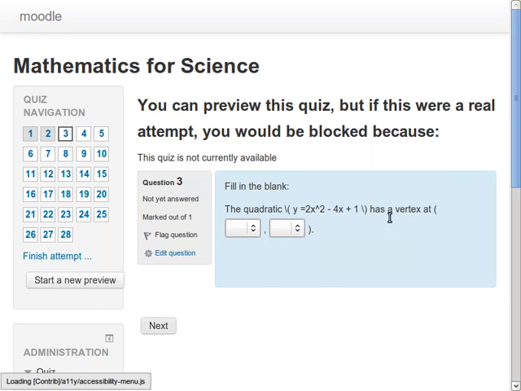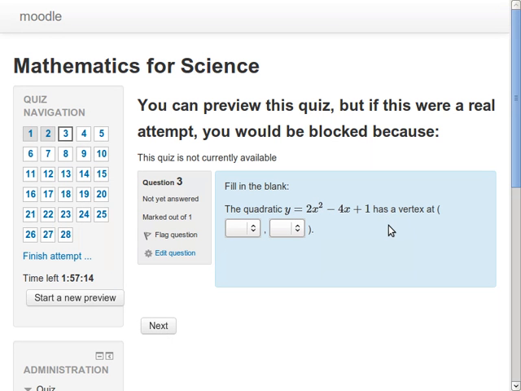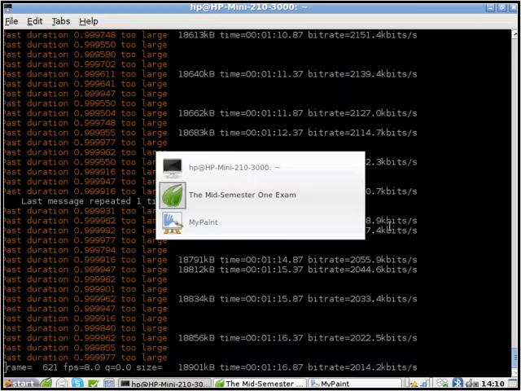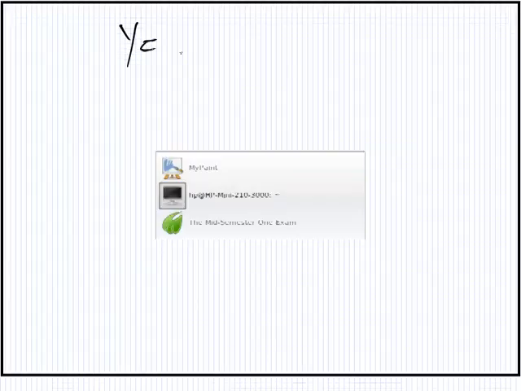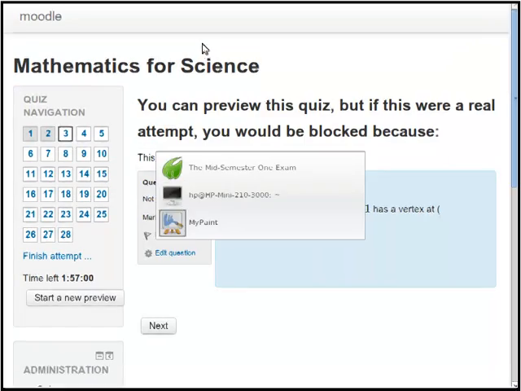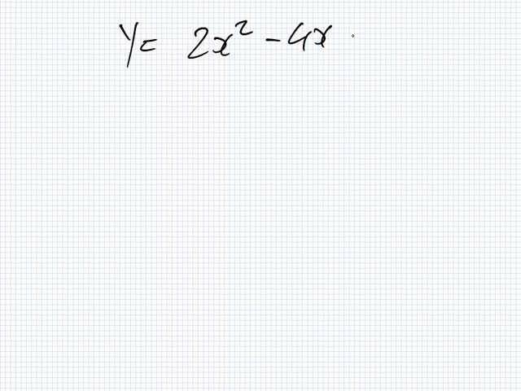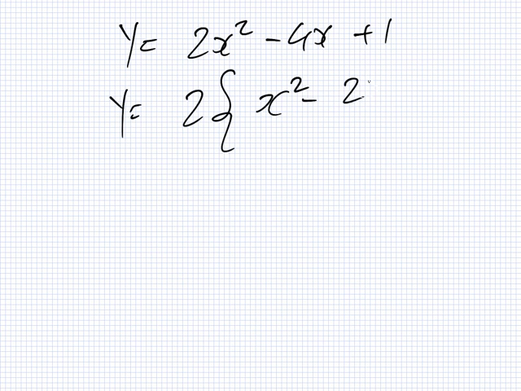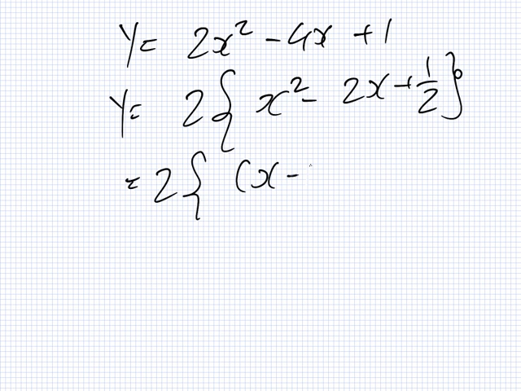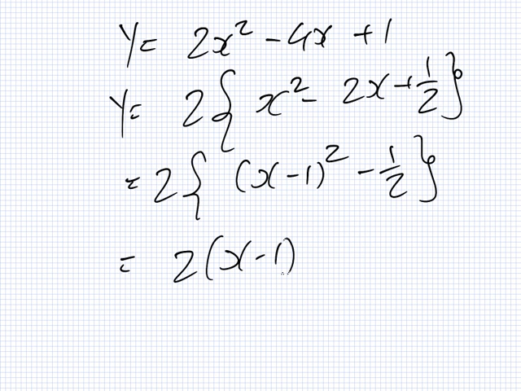Okay. Now, this one, the vertex. A lot of people use the quadratic formula, didn't they? Yes. But you changed it in the end, I saw. So here we have y equals 2x squared minus 4x plus 1. So then y equals 2, x squared minus 2x plus a half, y equals 2, x minus 1 squared minus a half, equals 2, x minus 1 squared minus 1.